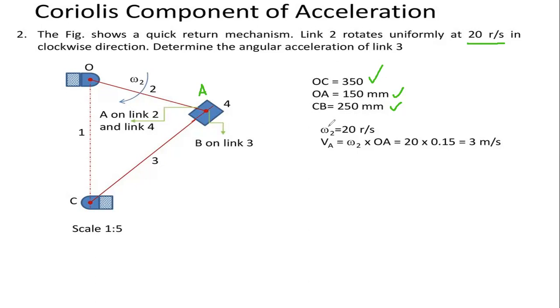Next, we have been given the angular velocity of the second link, that is 20 radians per second. That is the angular velocity of link 2. We have been given the angular velocity for link 2 only. So we are taking the angular velocity omega 2 equal to 20 radians per second.